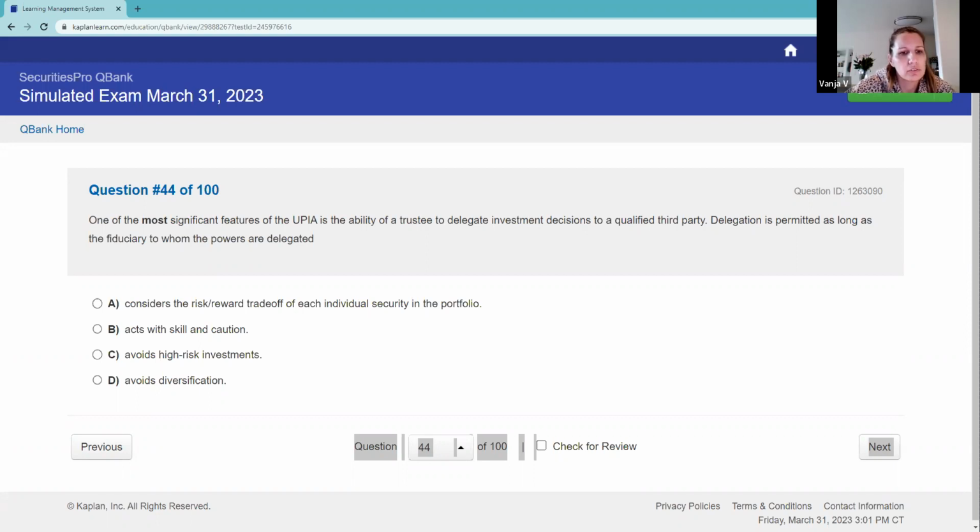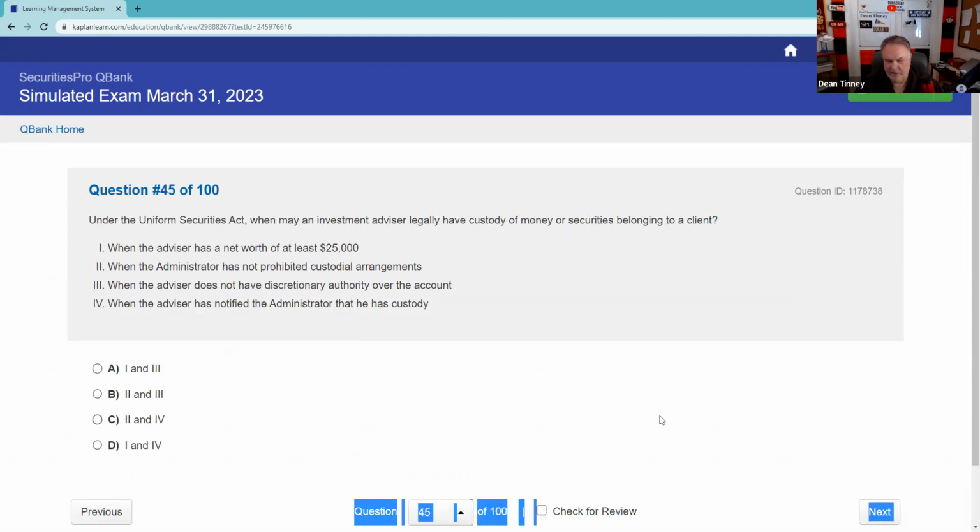Well, that wasn't where it's going. I don't think C and D are playing a part in this one. I really hope that the person will act with skill and caution, but each individual security, risk and reward, that's way too much. No, I'm going to go with B, acts with skill and caution. Trust your judgment. You're correct. And that was exactly the right thing. Your thinking was spot on that one. So got to trust your thinking. All right, trust my gut.